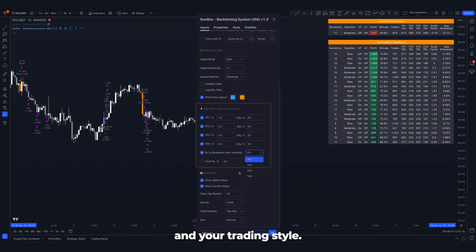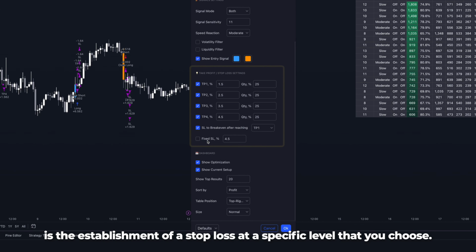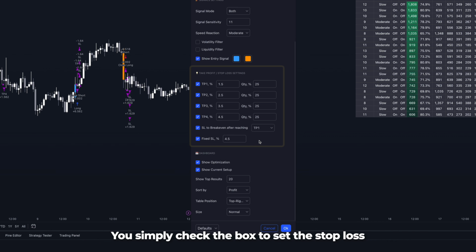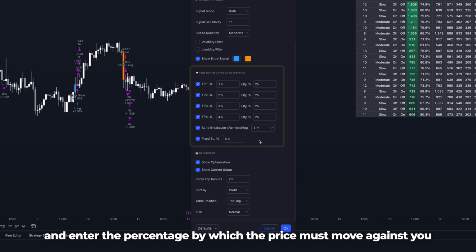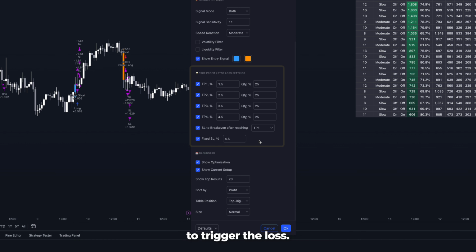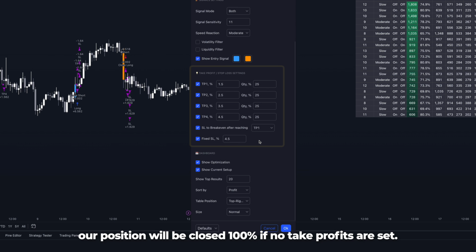The next setting in this block is the establishment of a stop loss at a specific level that you choose. You simply check the box to set the stop loss and enter the percentage by which the price must move against you to trigger the loss. By default, it is set at 4.5%. And if the price moves against us by 4.5%, our position will be closed 100% if no take profits are set.